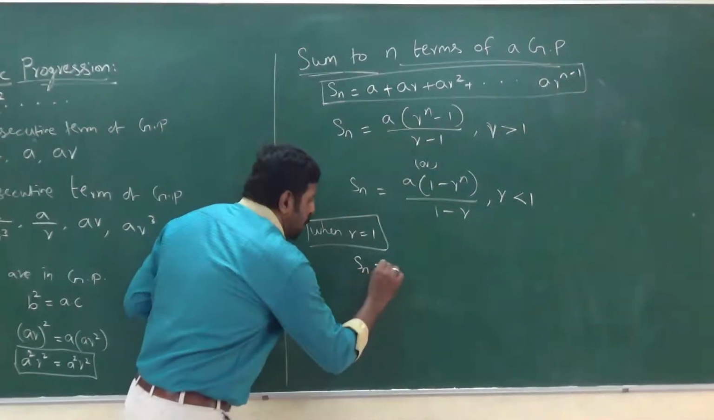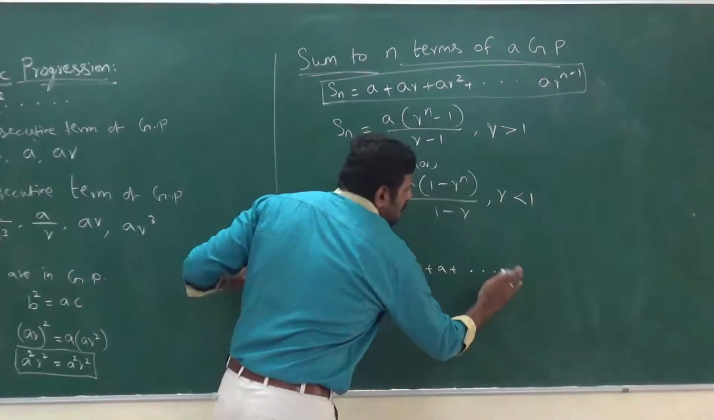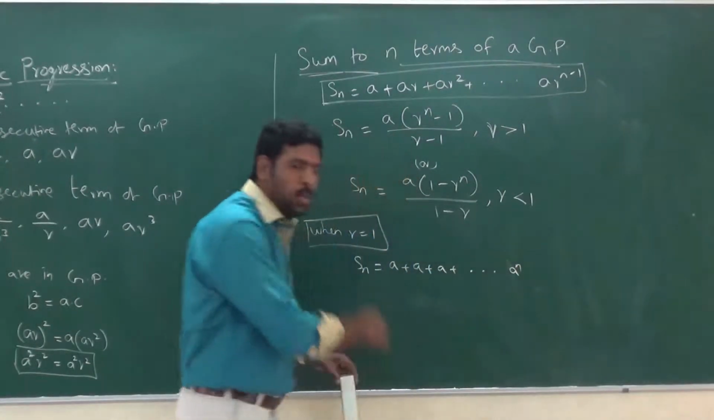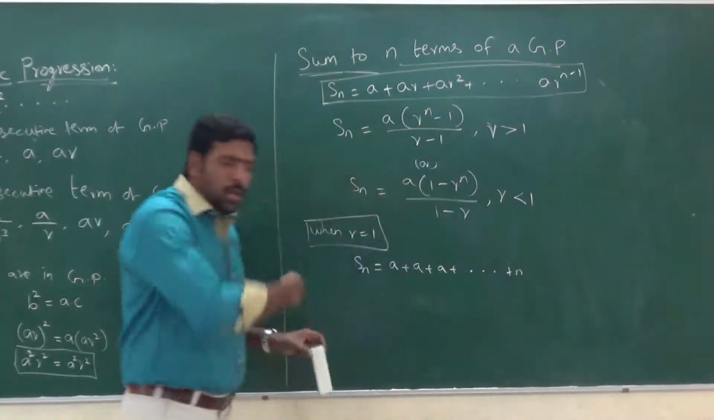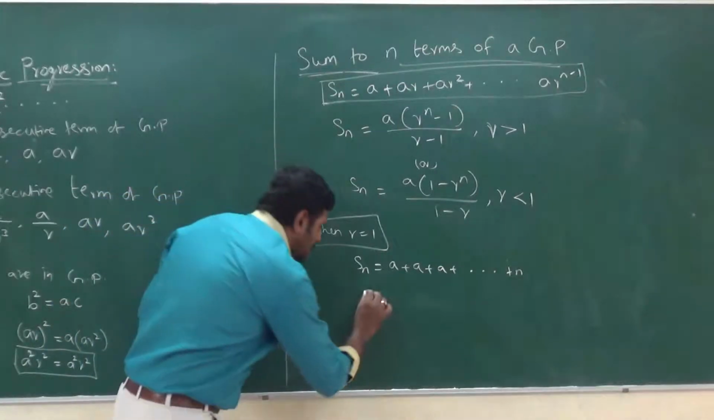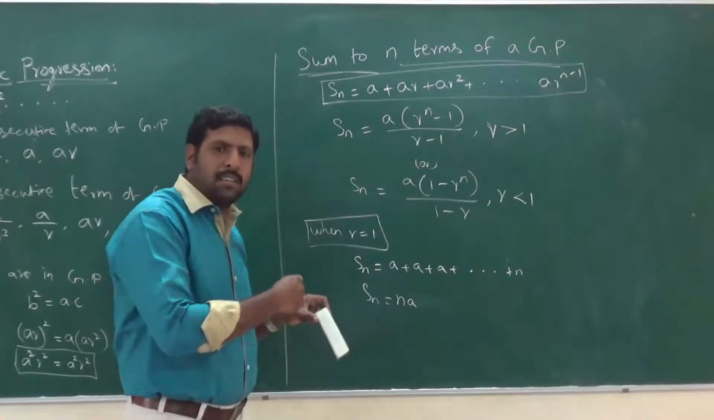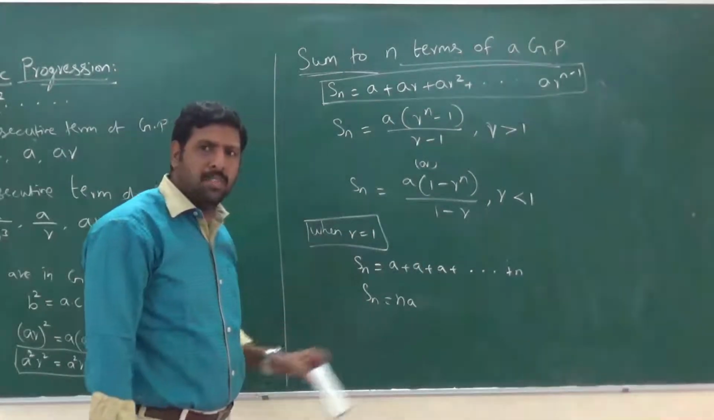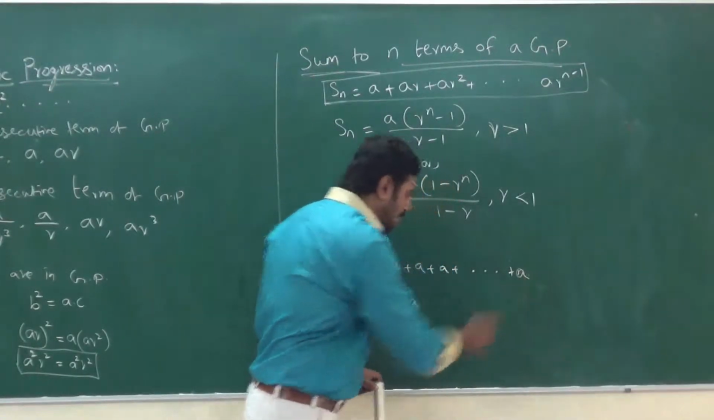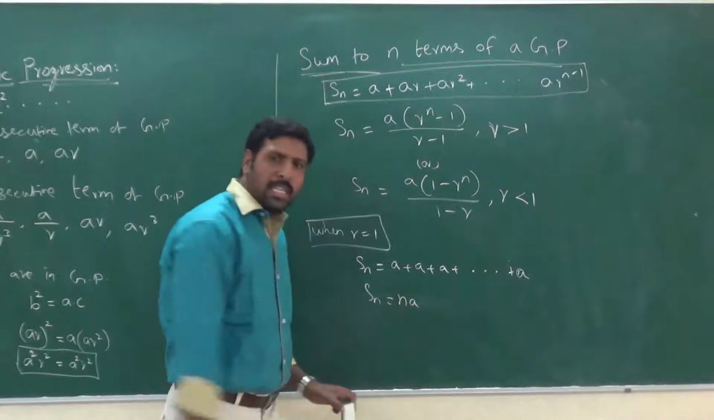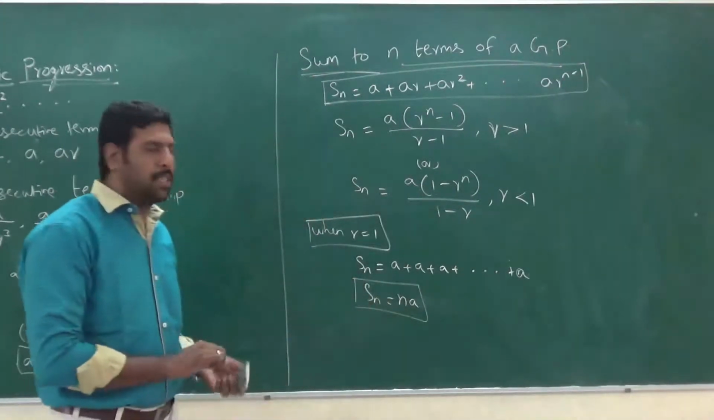So Sn is equal to A plus A up to the nth term, right? Up to the n term it goes on, right? So Sn is equal to n of A, up to the nth term we have n of A. So Sn is equal to n into A is the form, right? Next we have the infinite terms.